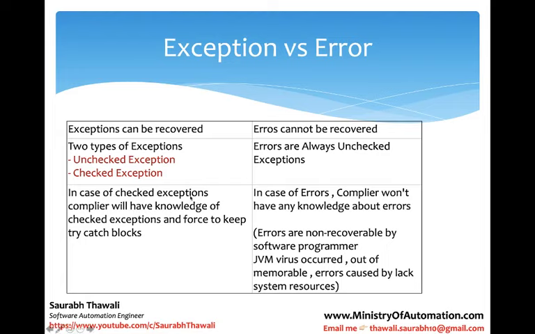In case of checked exceptions, the compiler has knowledge of the checked exception and forces you to keep try-catch blocks. In a simple example, when you are writing code, especially when you are getting started, you would have observed that a lot of times you get red hyphens and red underlines, which indicate that there is something wrong in your code. The reason is that the compiler is intelligent; it's trying to understand the way you are writing code. It keeps detecting your code and tries to tell you that you have done something wrong at this point, so you correct it.